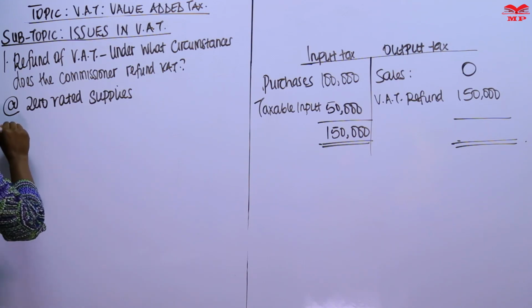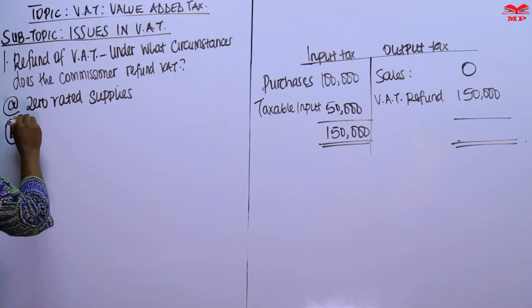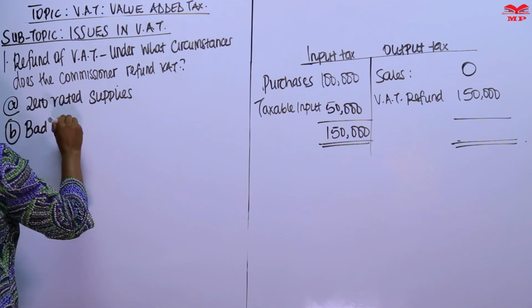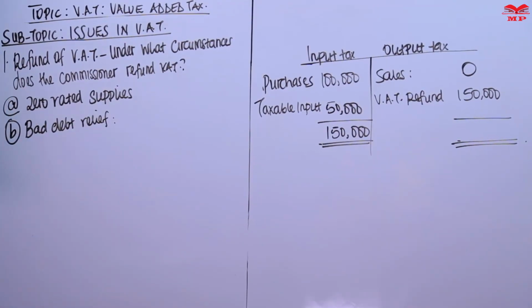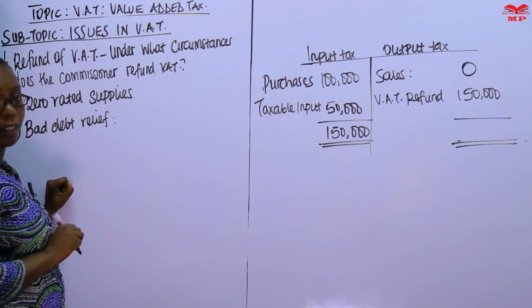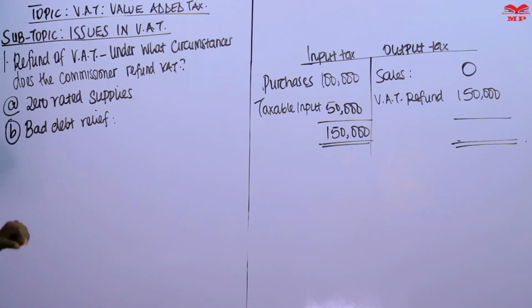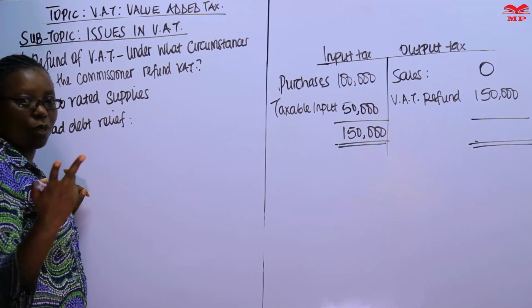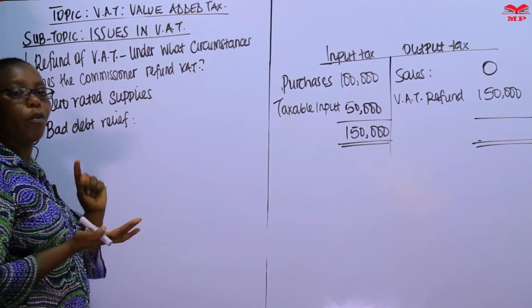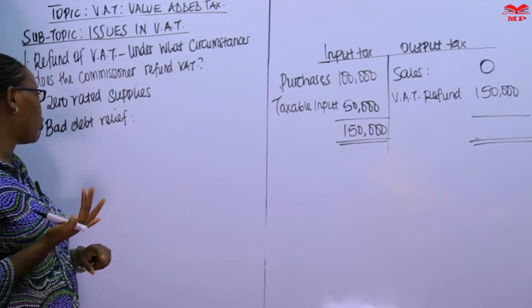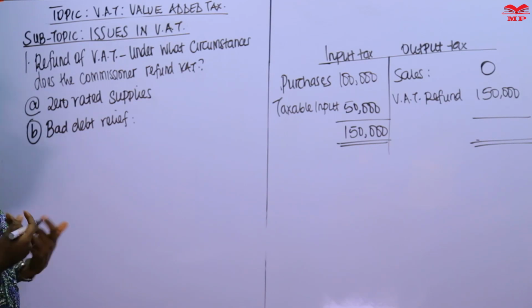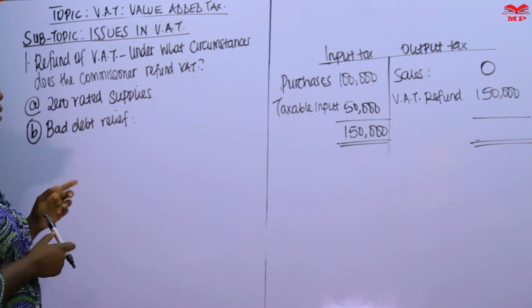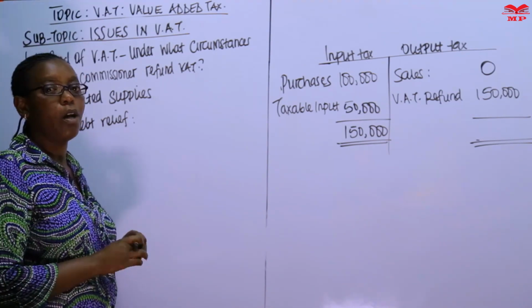The other condition is in case of bad debts, what you're going to call bad debt relief. Now, in our earlier lessons, we said that for tax purposes, a debt is going to be considered as bad at the earlier of two things. One, expiry of 3 years since the date of supply, and two, if the debtor has been declared bankrupt and you can actually show proof for it from a court of law. So in such cases, you're going to recover the bad debt VAT that you paid on behalf of your debtor.